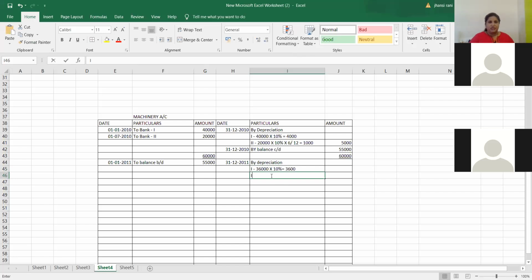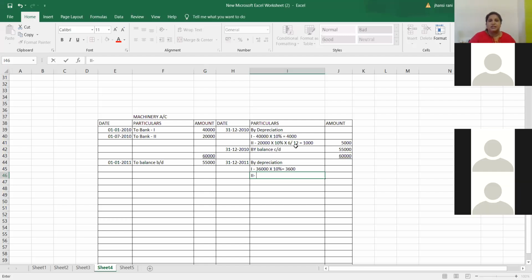Now, the second machine is also there. So for the second machine, the depreciation will be, if you look here, in the first year the second machine value was 20,000 and its depreciation value is 1,000. So the balance is 19,000. 19,000 into 10% comes to 1,900.